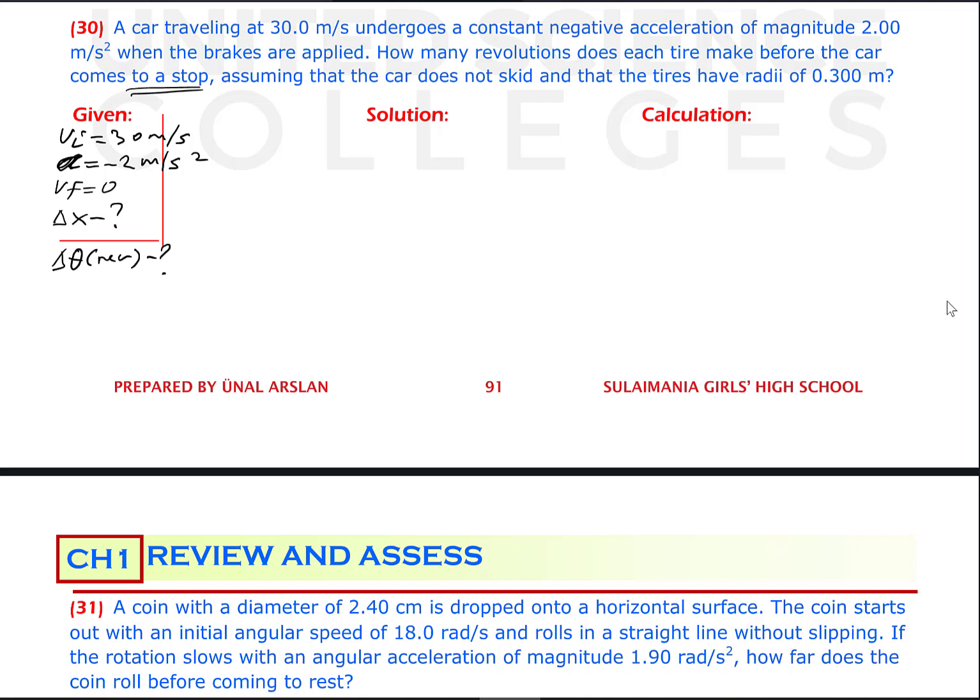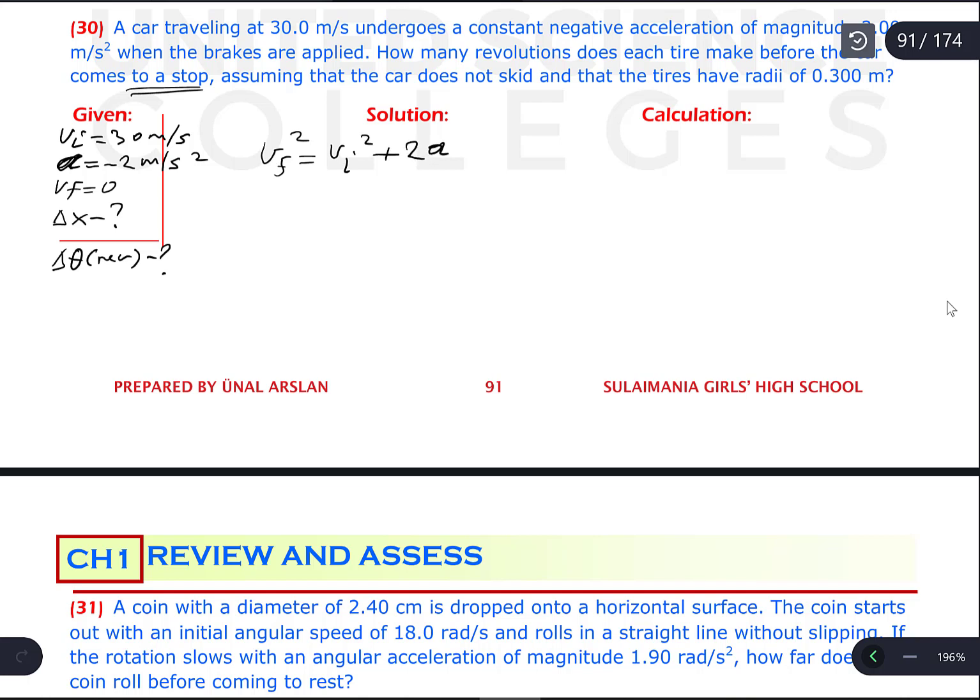We know that in the 11th grade we learned that for accelerated motion, final speed squared is equal to initial speed squared plus 2 times a times delta x. So let's insert the given. Final is 0.